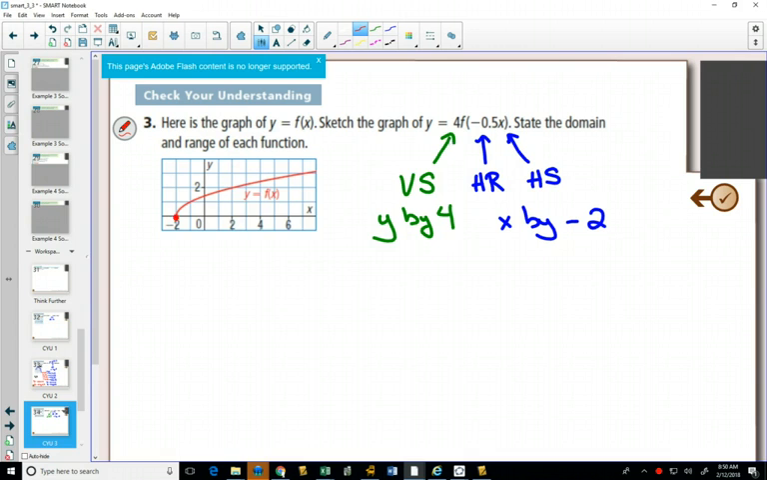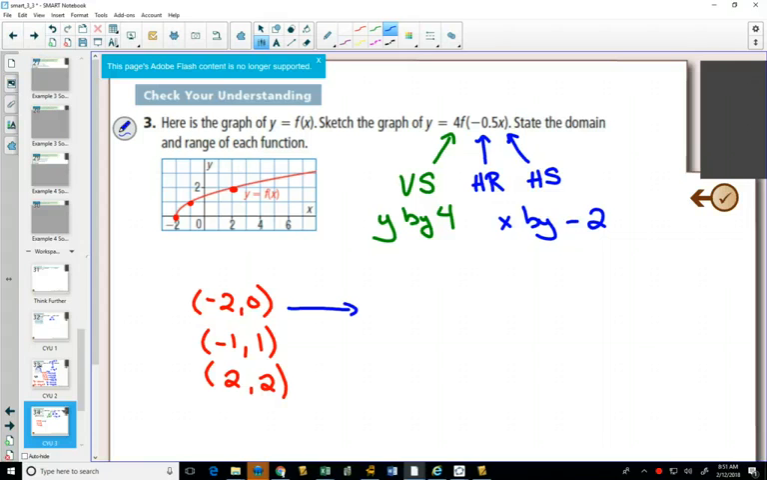We can look at some key points on here. Looks like we have -2, 0, -1, 1, and 2, 2. So when we go to show our work, right above this first arrow, we're going to write what we're going to do. We're multiplying our y values by 4, our x values by -2.